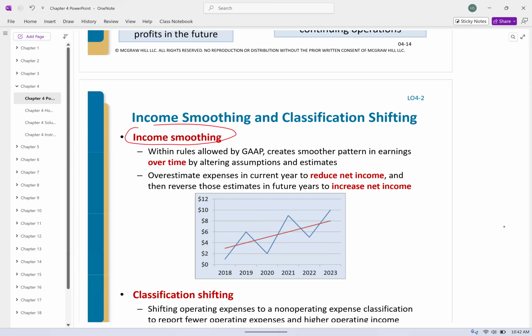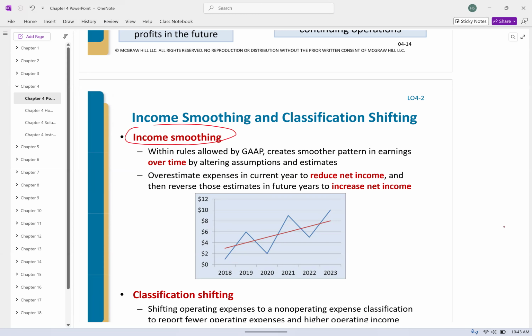A lot of times this happens when new management comes in, and their bonus plan might be based on earnings per share. So they may come in that first year and take a lot of hits, write down a whole lot of things to make the net income look really bad, so that it looks good in the coming years. So we don't like income smoothing. We don't want management coming in and trying to smooth that out. That is not anything that we like.